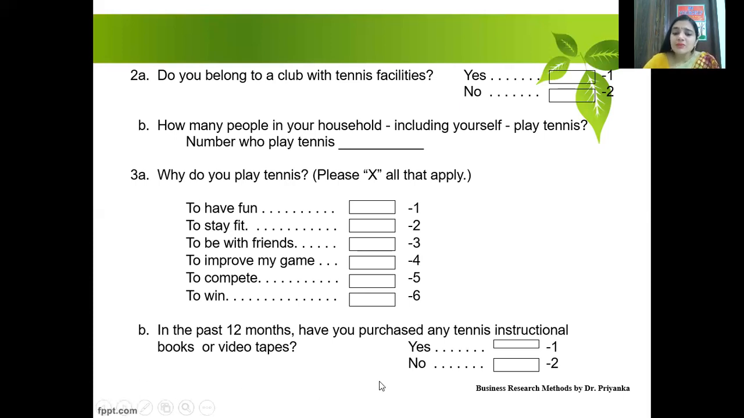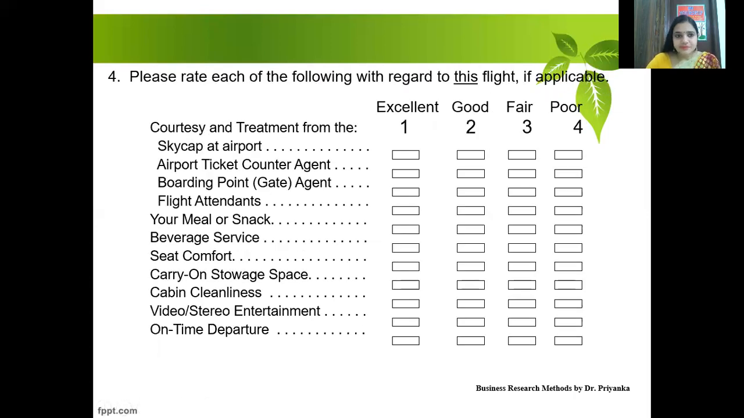In the past months, have you purchased any tennis instructional books or videotapes? Yes or no? Again, it doesn't matter whether you put it as 1 or 2 or 1 or 0. It depends on the kind of analysis you are going to do. Yes, this is very important.